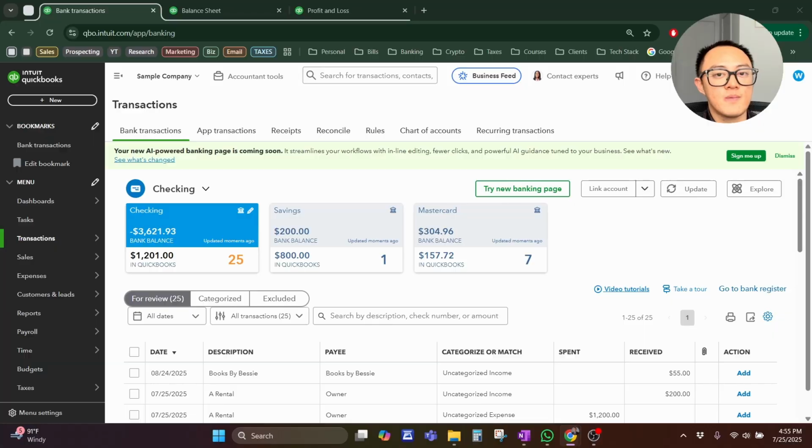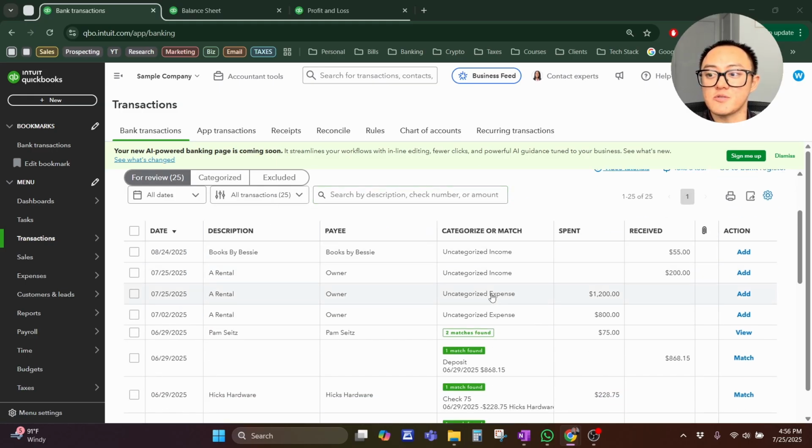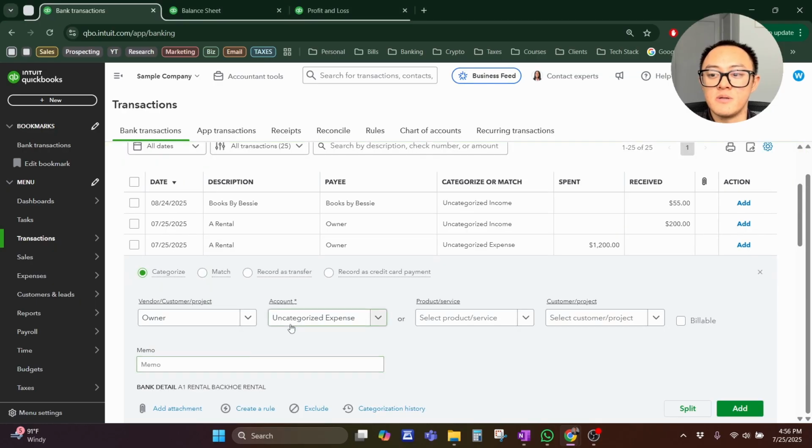How does this affect your financial statements? I'm going to hop on the computer and I'll show you how. I'm going to go over categorizing distributions and guaranteed payments. If you take a look at the sample company, if you go to the transactions and scroll down, I'm just going to assume that this transaction is a distribution.